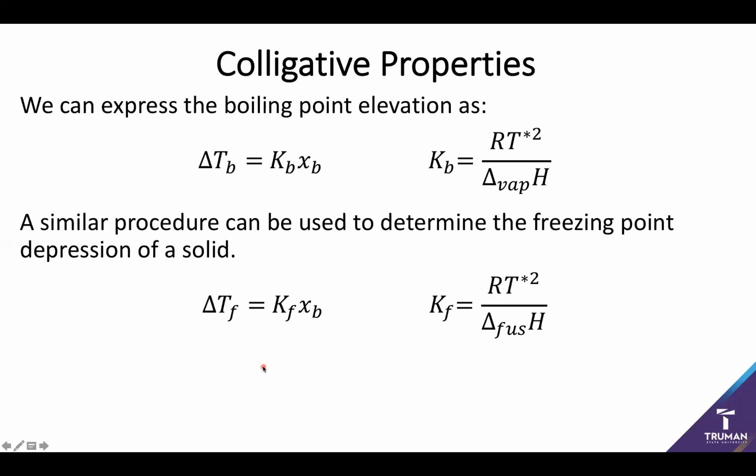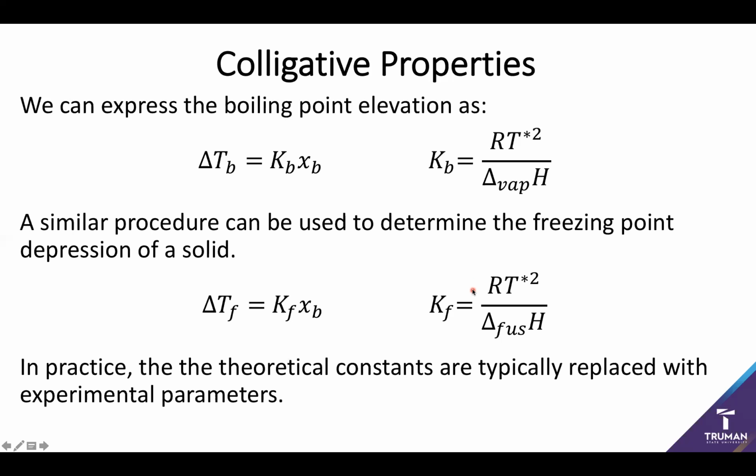And one of the things that's worth noting is that while my freezing point and boiling point constants can be determined based on first principle properties, in practice, they're often going to be replaced with experimental parameters that can capture some of the difficulties due to non-ideality of the system. However, it's worth noting that boiling point elevation and freezing point depression aren't the only colligative properties we can deal with. So next time, we're going to deal with two other colligative properties, most notably solubility and osmotic pressure.